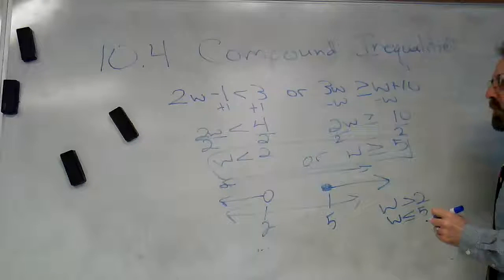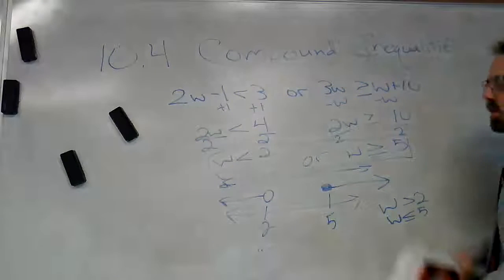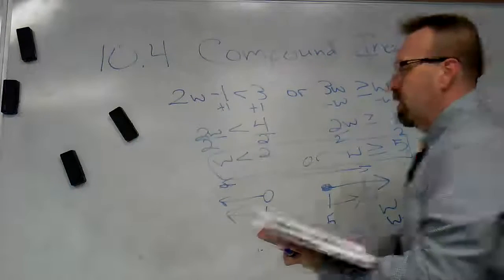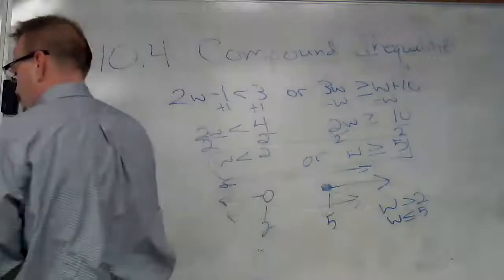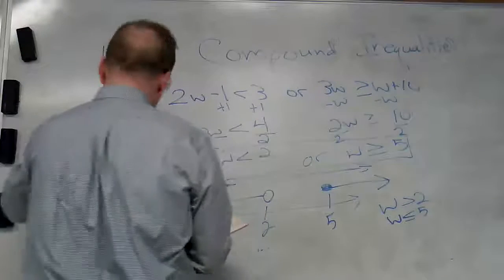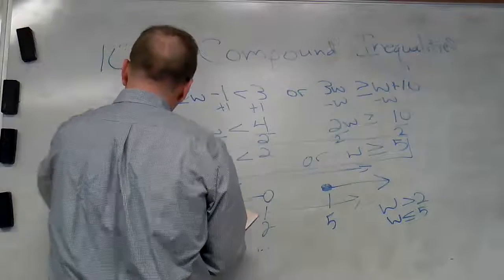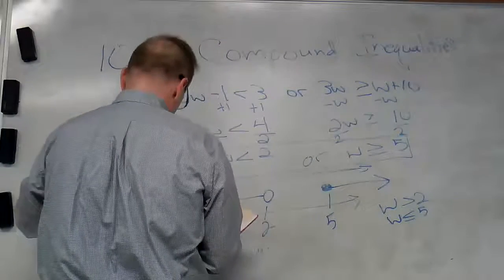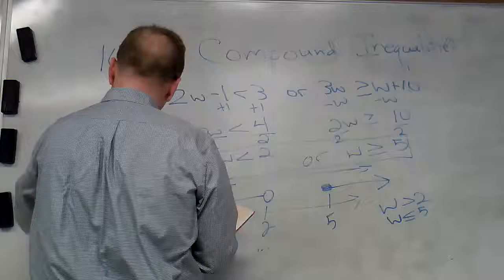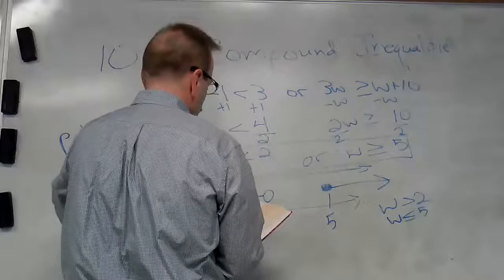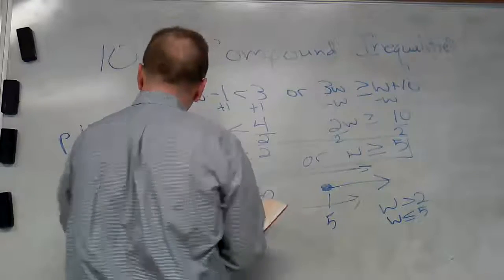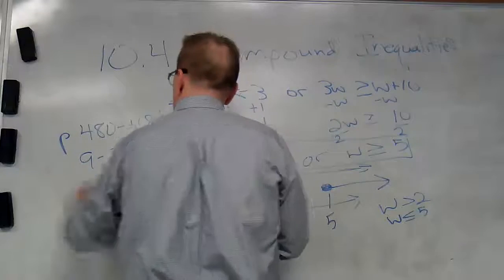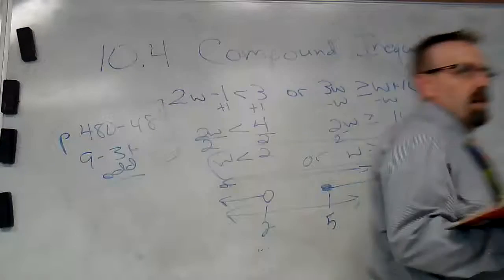All right. So, what should I do for me? Page 480, 481. Nine through 31 odd. 480, 481, 9 to 31 odd.